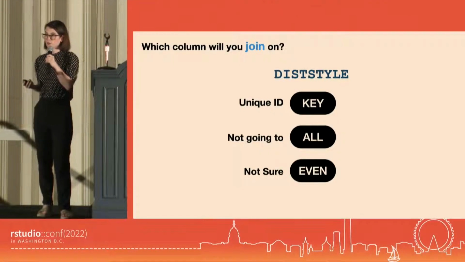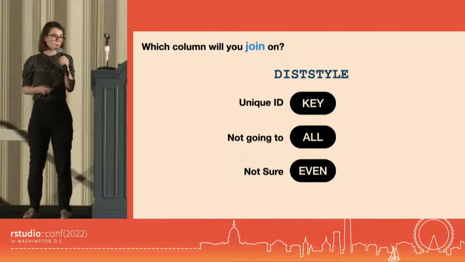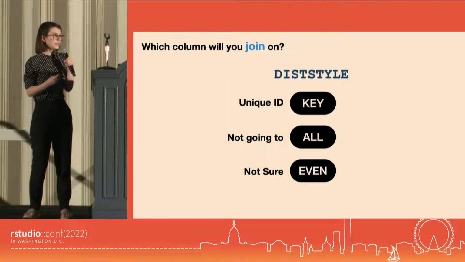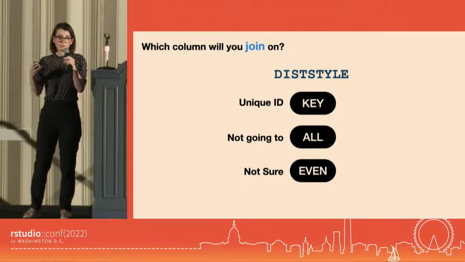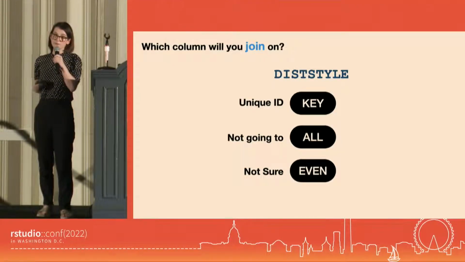And if you're not sure what you're going to join on, maybe you have a table that's a lot of rows, but it doesn't have a good unique ID or a candidate for a dist key, and maybe it's a combination of fields that's making it have a lot of rows, then dist style even is a good candidate.